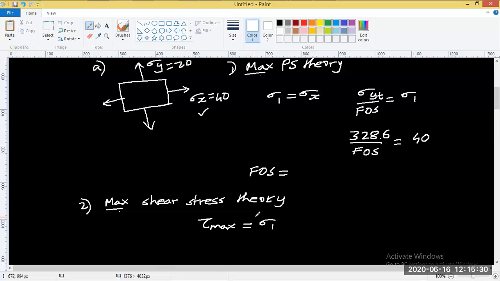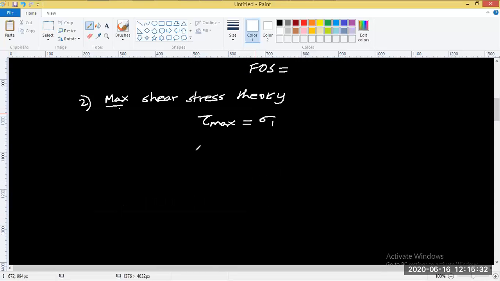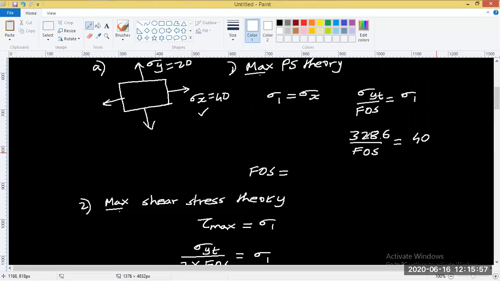Again, according to this theory, what is tau max? So approximately tau max can be given by a relation of yield stress divided by 2 into factor of safety. So this is again a standard form in which you can write it, and the maximum stress which is experienced here is sigma 1. So similar to what we did in the previous, just equate.